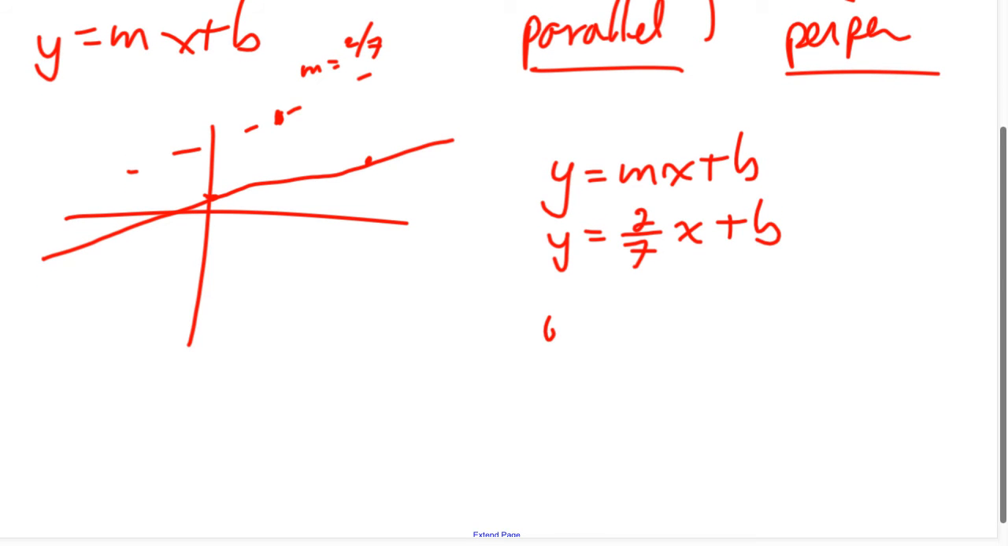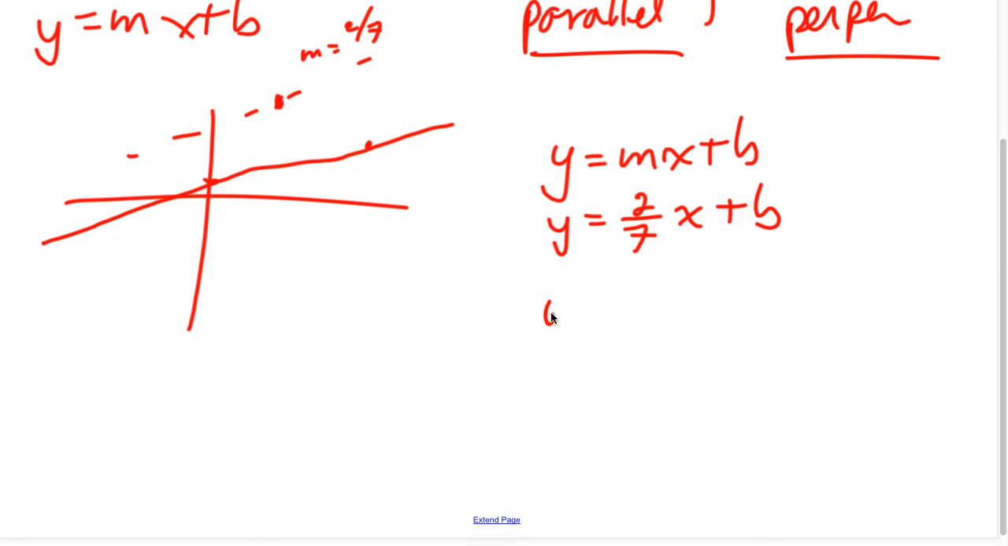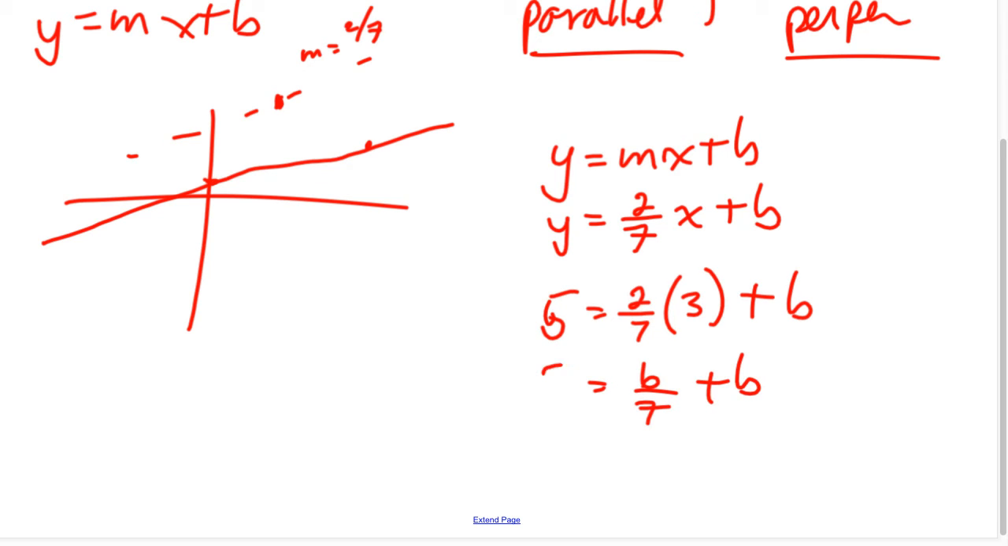So it would be, oh, not a y. My y value is 5. So 5 is equal to 2 7ths, my x value, I think, was 3, plus b. Multiply this, so that'd be 6 over 7 plus b is equal to 5. And then subtract 6 7ths on each side. So 5 minus 6 7ths equals b. And then figure that out. I think it comes out to 4 1/7. You can check that on the calculator.